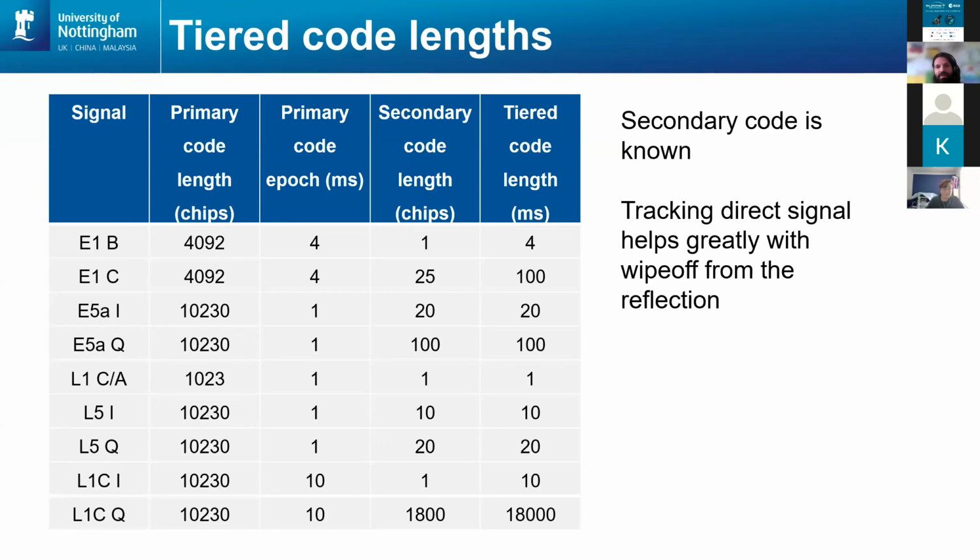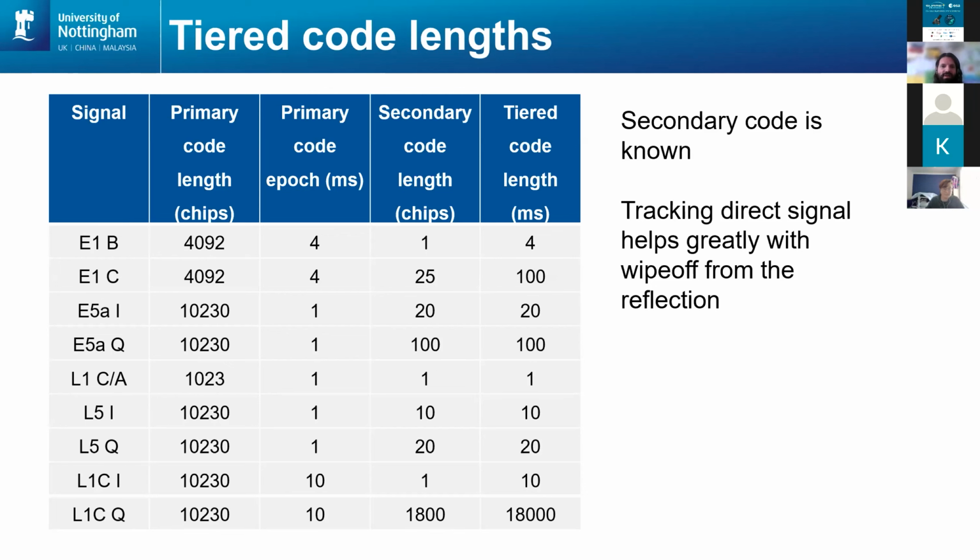And having the direct signal is very useful for that, because we know what the secondary code sequence will be, and we can apply that to the reflected signal that we're receiving a little bit later than the direct signal. So this is just a feature of the way the signals are now designed, which we have to account for in reflectometry.